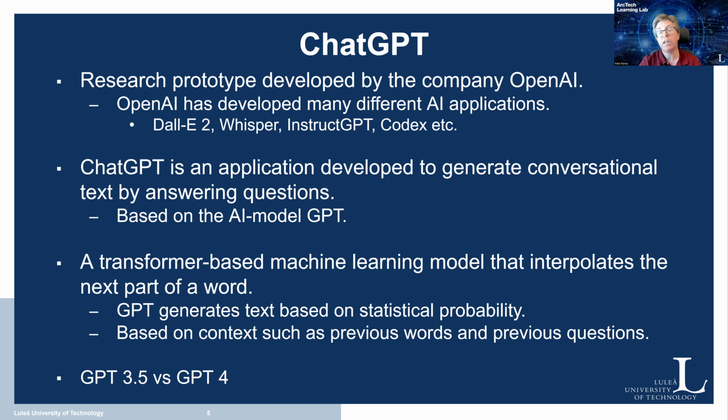And they've been working and experimenting with how you can create these models. So ChatGPT is an application developed to generate conversational text by answering questions. So it's a passive engine where we ask questions and it answers them. And we can ask as many questions as we like. It's based on the AI model GPT.